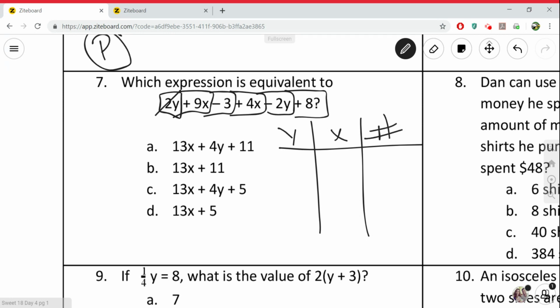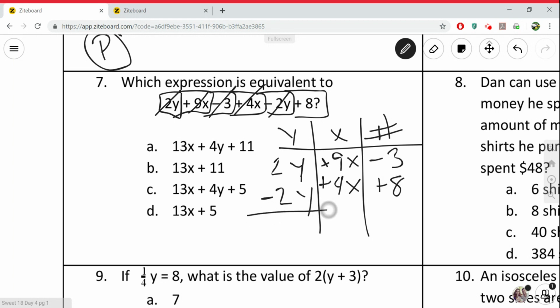So my y's is a 2y. A lot of people get the signs wrong. This is a positive 9x. This is a minus 3. This is a plus 4x. This is a minus 2y. And then a plus 8. And a lot of people forget this negative 3 and they forget the negative 2y.